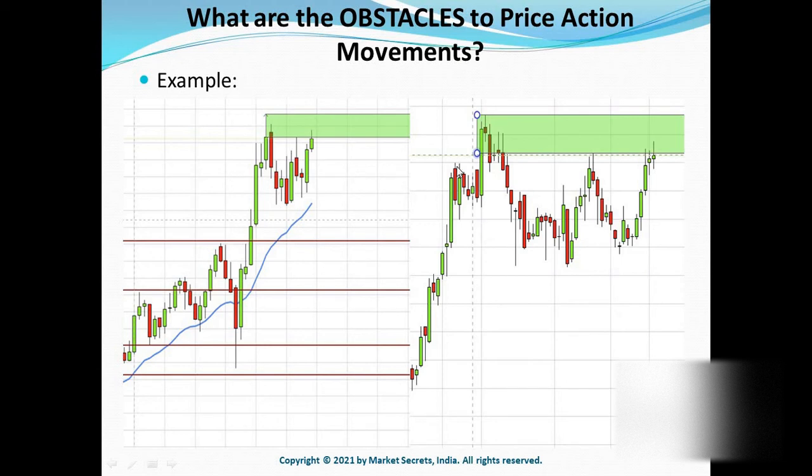So what is the takeaway from this particular example? It is simple. Keep an eye on higher time frame chart. Whenever price touches a supply zone or a demand zone in a higher time frame chart, you can expect a wild response in the lower time frame.